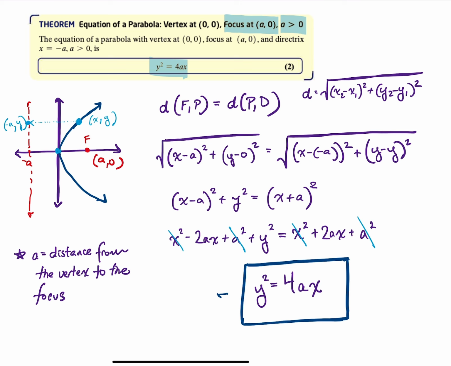So this equation describes a parabola with a vertex at the origin and it has a focus point a comma 0.